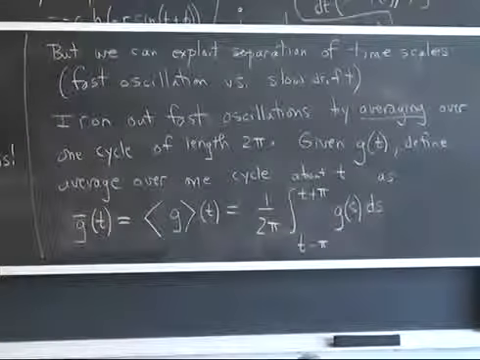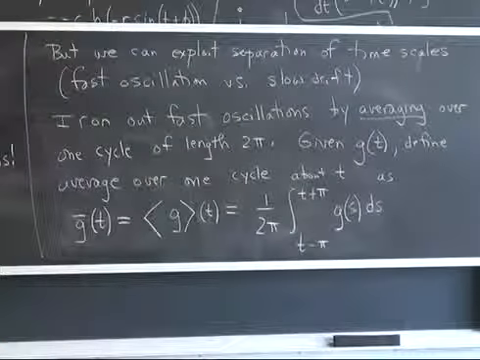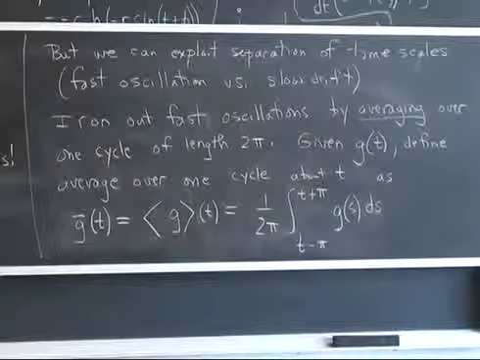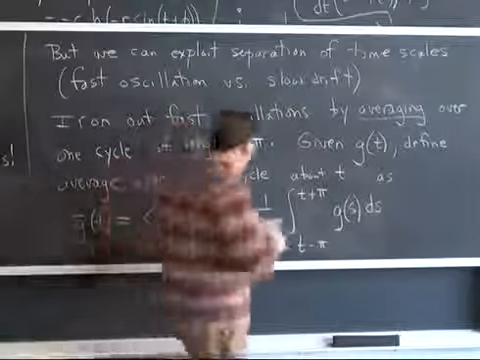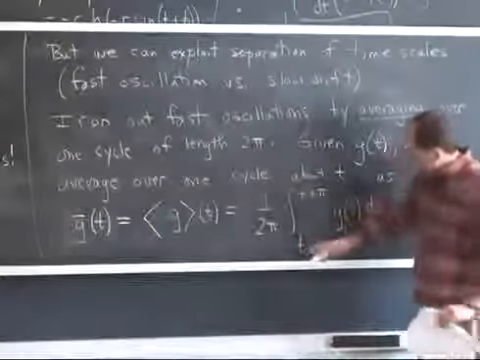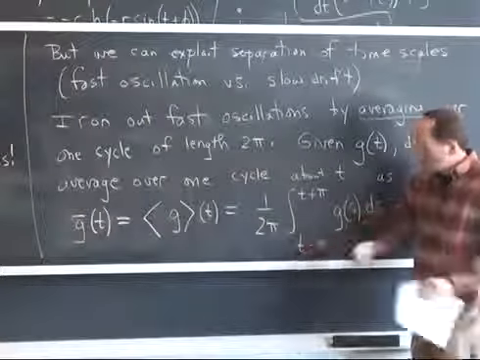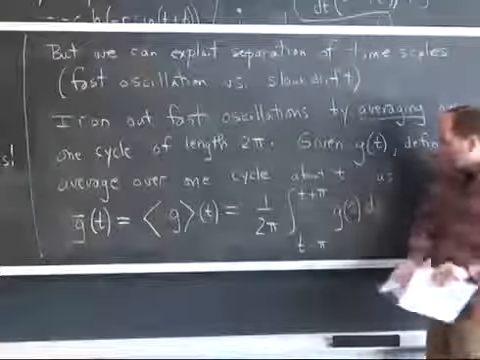So this is a running average, right? I mean, if you take statistics or something, you think this is a moving average. It's an average which is sliding along as t changes. The window is a window centered at t, and it goes back by minus pi and forward by pi.